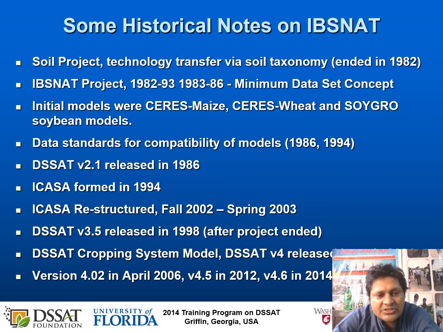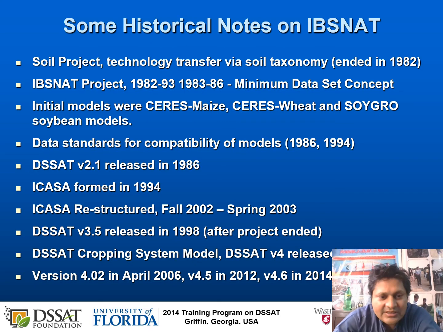Then the initial models were stress maize, stress wheat, and SOYGRO, the soybean model. Data standards compatible with the models were introduced from 1986 to 1994. That is very important, as it concerns how files are compatible with the models, because at that time many models were working, and they each had their own different standard format. But later on they introduced some standardization for the files, so that one file can be moved from one model to another.